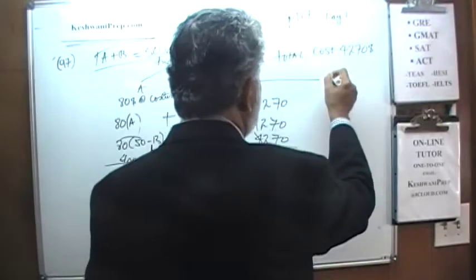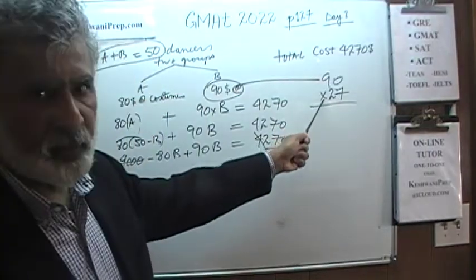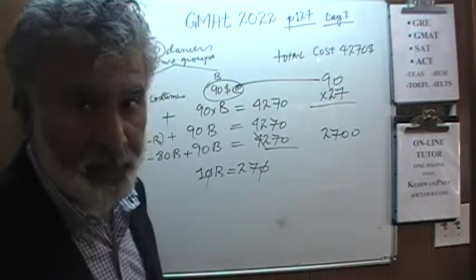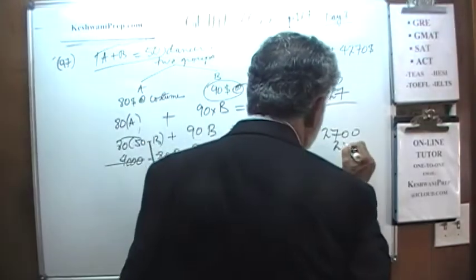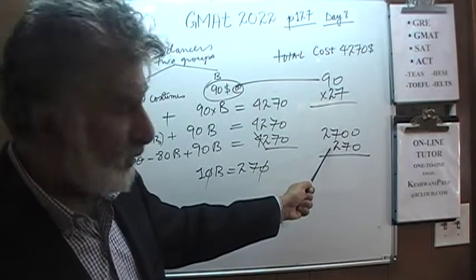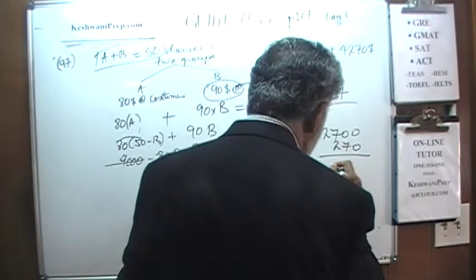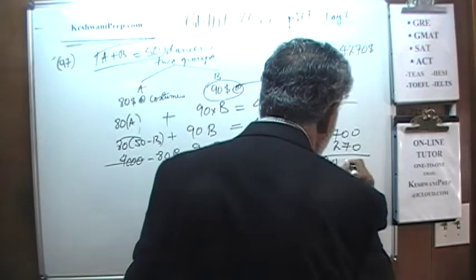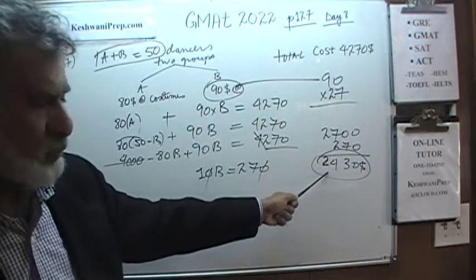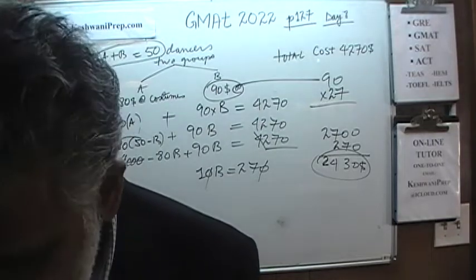So we simply have to do 90 times 27. We know 100 times 27 will be 2,700. We don't want 100 of them, we want 90 of them. Let's subtract 270 from it. 2,700 minus 300 would have been 2,400, so it's 2,430. That's it. That was number 97.